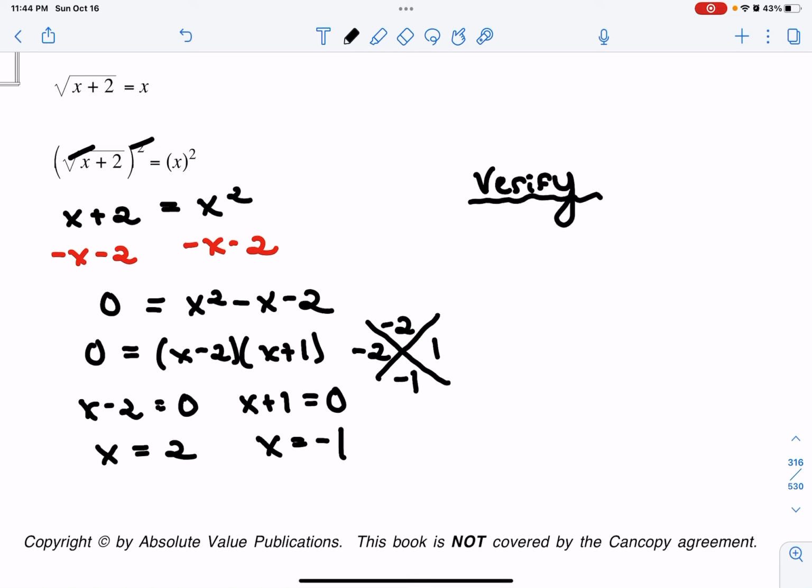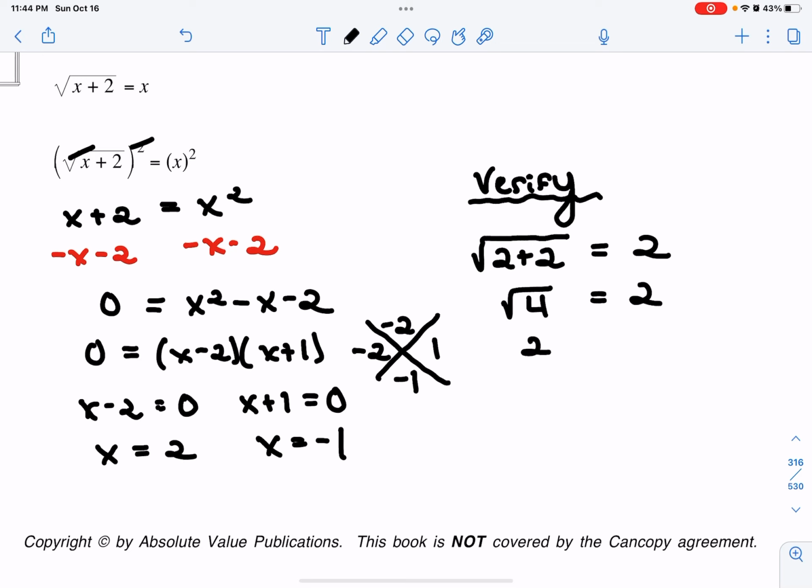So to verify, I'm going to plug in x equals 2. I have x plus 2, with the x value being 2. I plug that in, and this is equal to 2. 2 plus 2 is the square root of 4, which is equal to 2. And then the square root of 4 is 2, which is equal to 2. So yes, we have verified that x equals 2 is a proper solution for this.